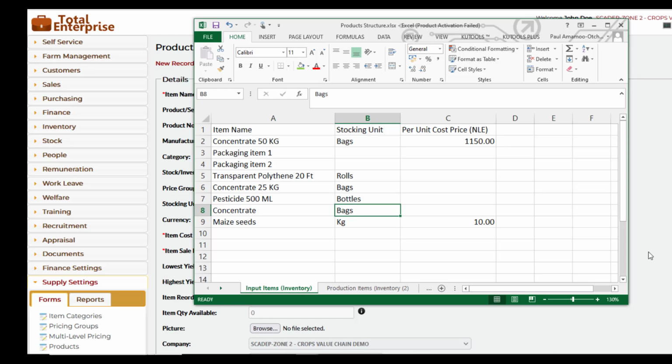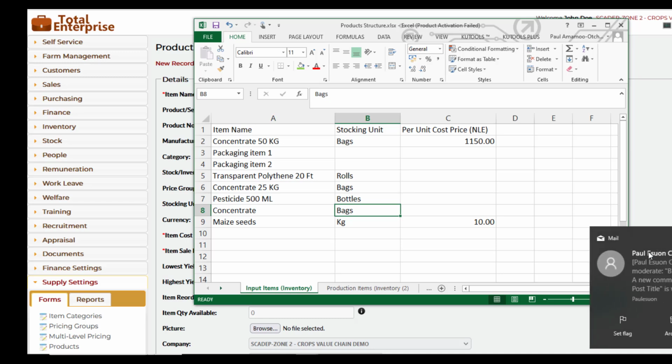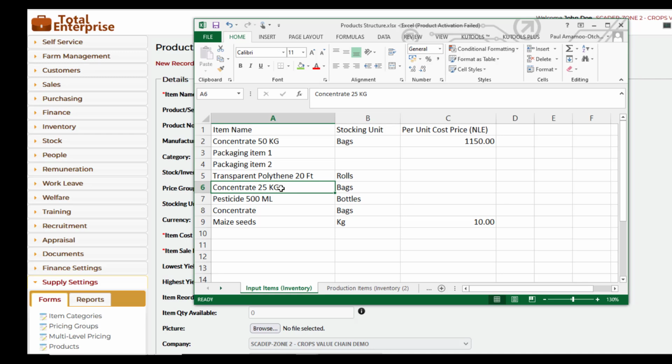Now, I've already said this, but I'll repeat it for emphasis. For standard packages, it is advisable to include the weight or volume of the item in your item description, so that it is easy for you to identify the different sizes of concentrates that you are buying. Maybe they have a pesticide container which is in liters. Maybe it's a gallon, 4 liters. So gallon, that's going to be my stocking unit.